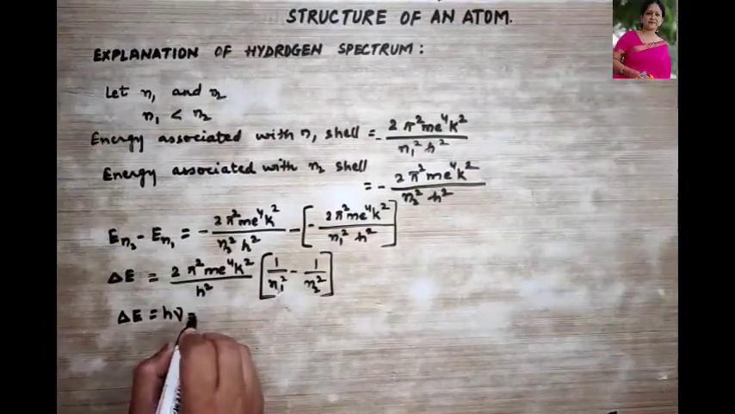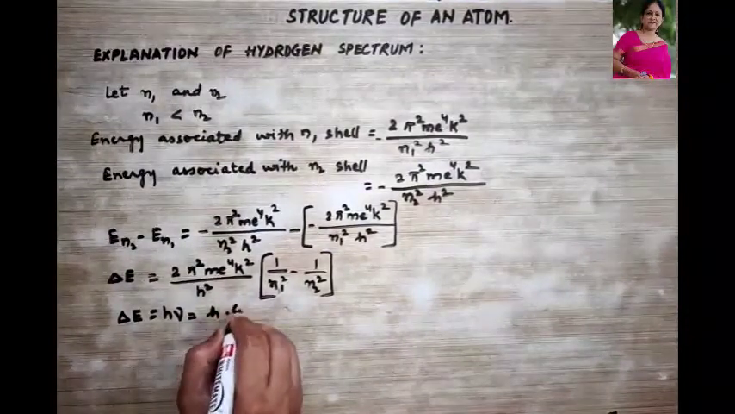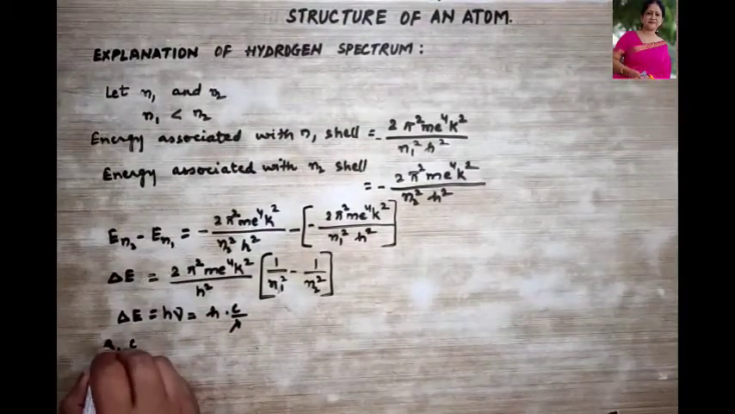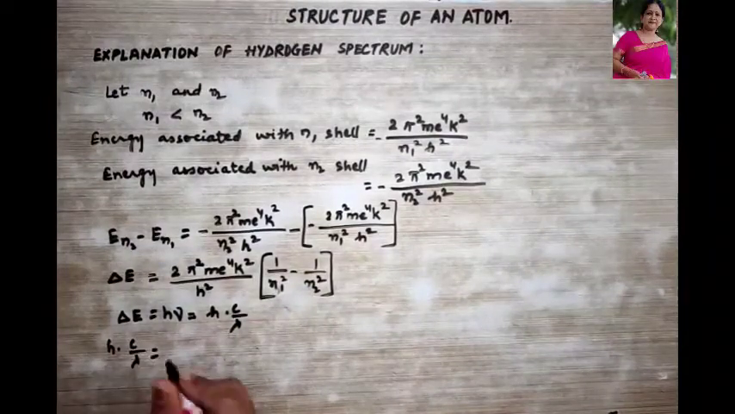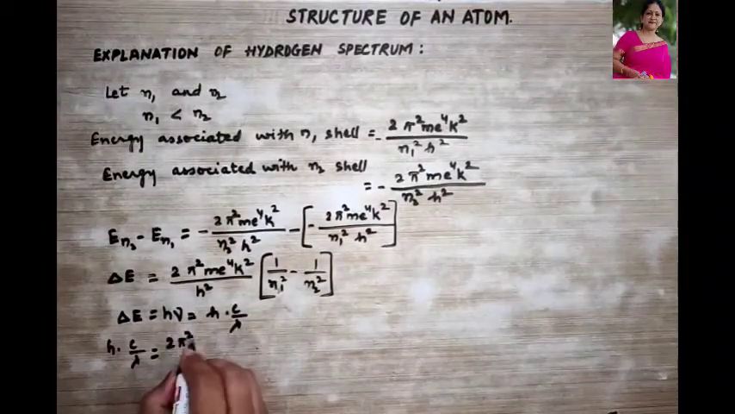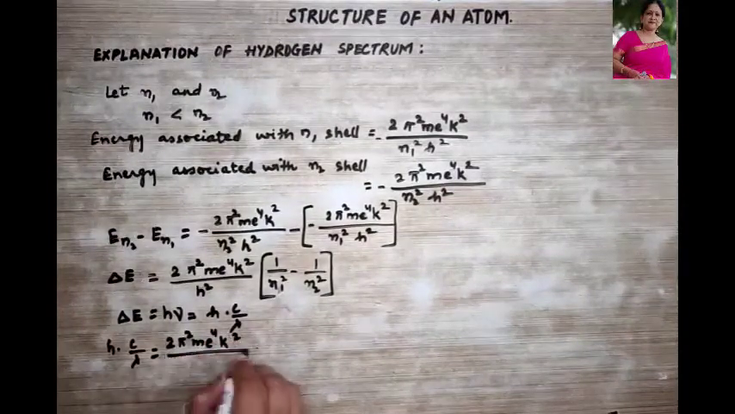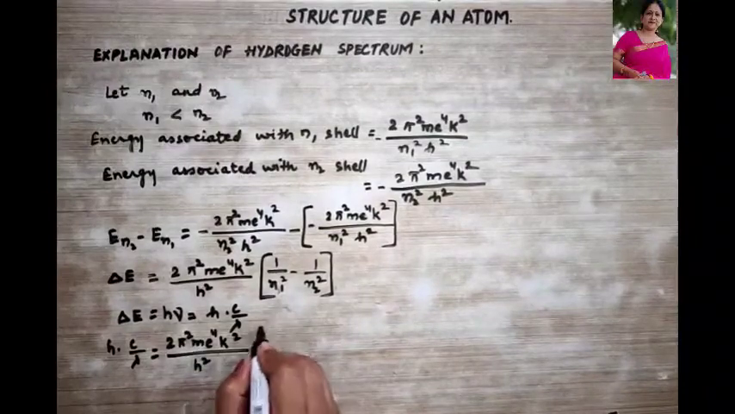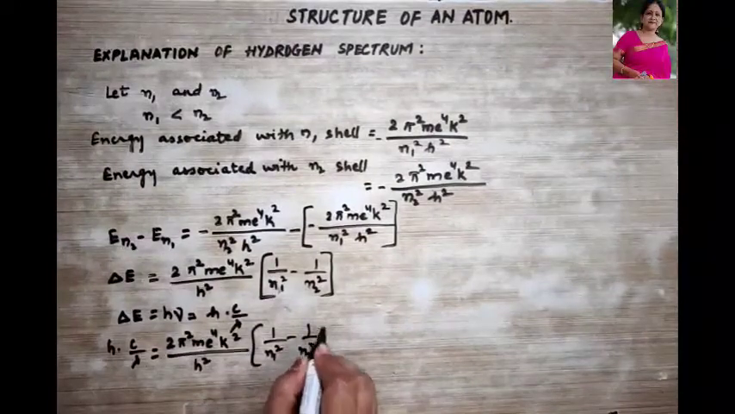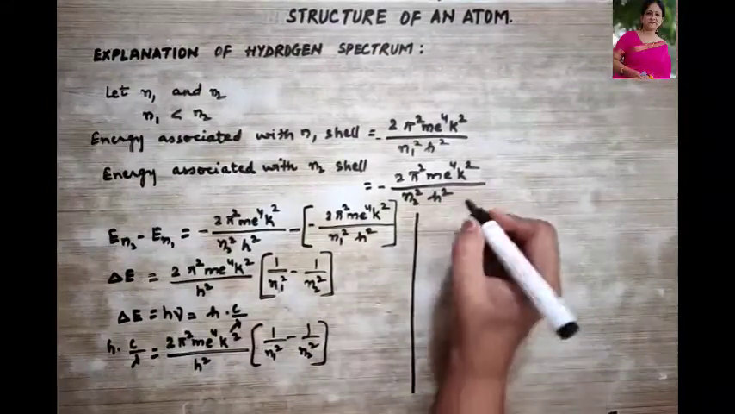Fine. Now delta E is equal to h times frequency, and what is your frequency? c upon lambda. So h c upon lambda is equal to 2 pi square m e4 k2 upon h2 times 1 upon n1 square minus 1 upon n2 square. Till here it's clear?